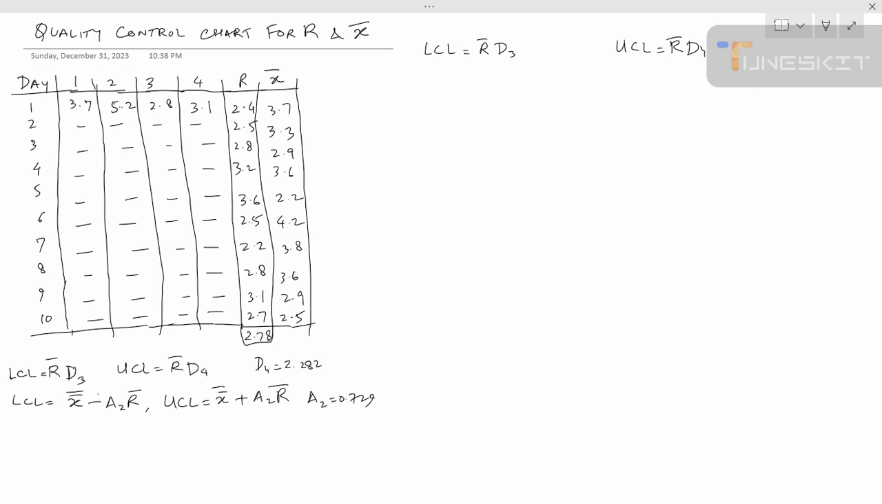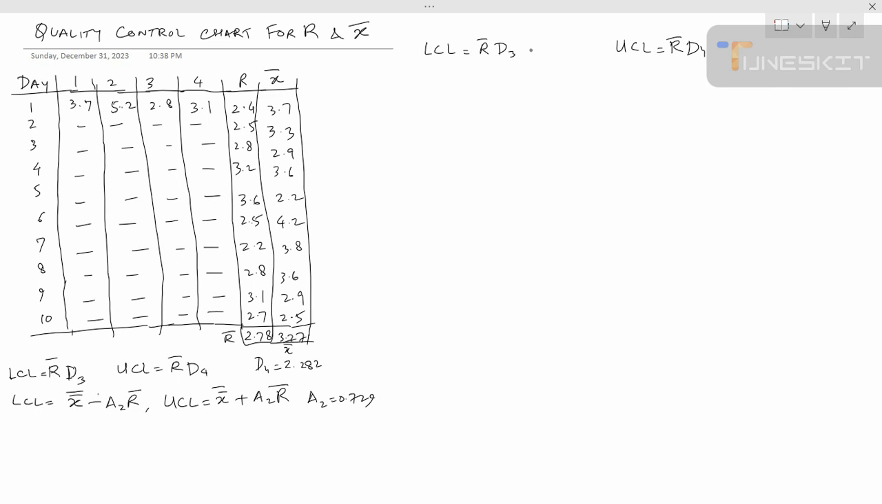2.78 is the value of R bar. And if we go for X double bar, so 3.7 plus 3.3 plus 2.9 plus 3.6 plus 2.2 plus 4.2 plus 3.8 plus 3.6 plus 2.9 and plus 2.5. 32.7 is the sum, divided by 10 gives you 3.27 as the value of X double bar. X double bar is the mean of the mean.